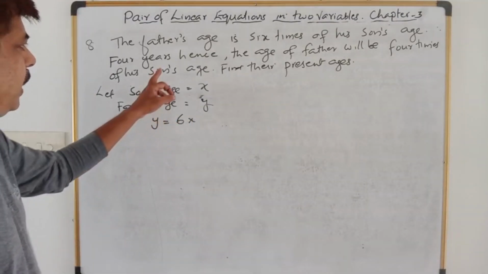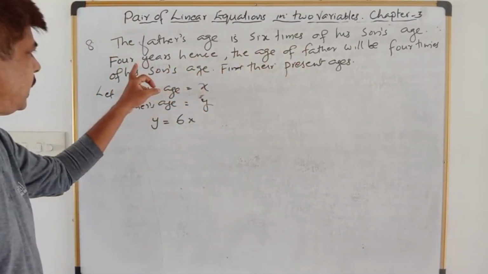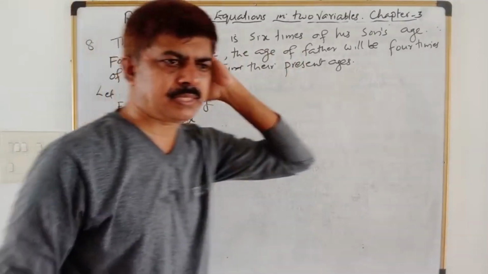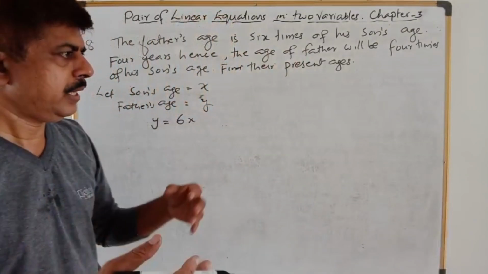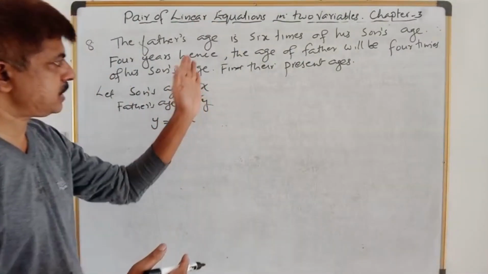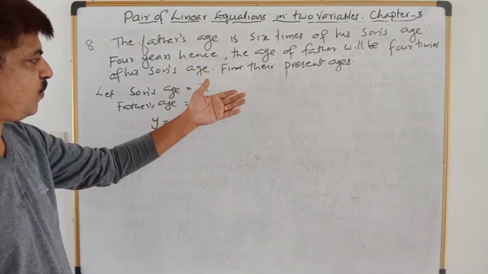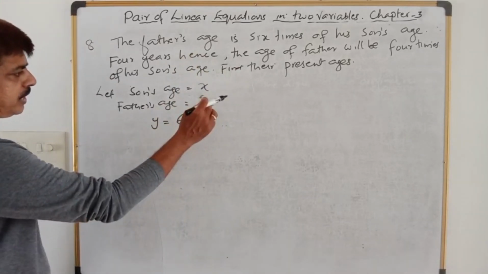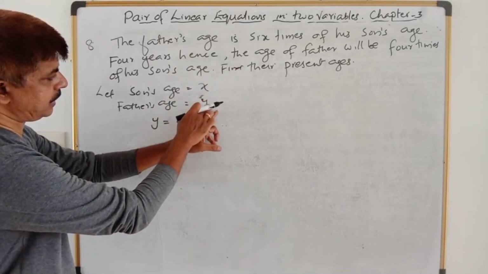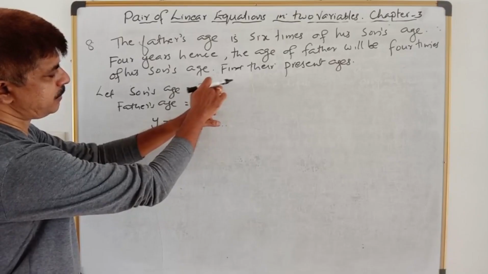Okay. Now from the second statement we understand that 4 years hence means after 4 years. After 4 years definitely they will be getting older. 4 years will be added to both the ages. So after 4 years, the father becomes y plus 4, and the son's age becomes x plus 4.